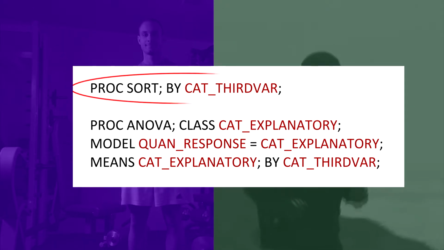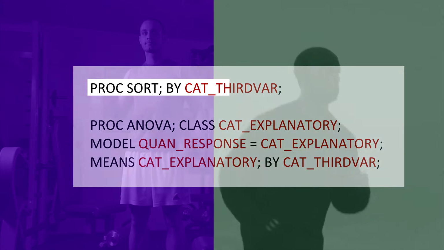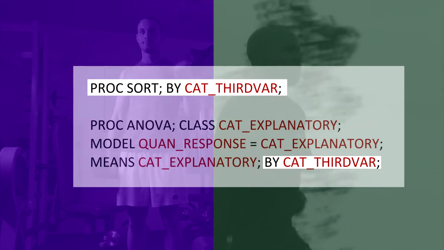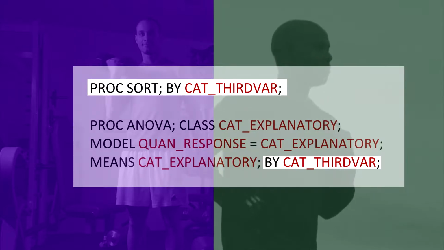Syntax to be added to the general proc ANOVA code is circled here in red. We need to first sort the data according to the categorical third variable, then include a by statement telling SAS to run analysis of variance for each level of the third variable.